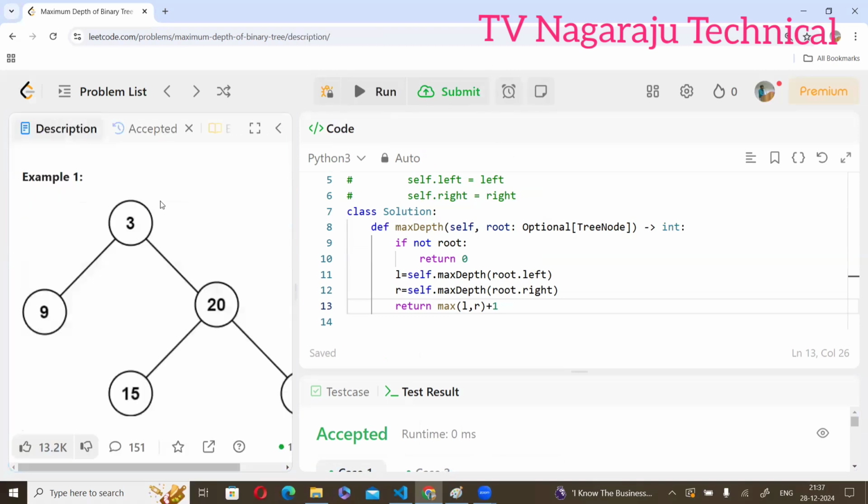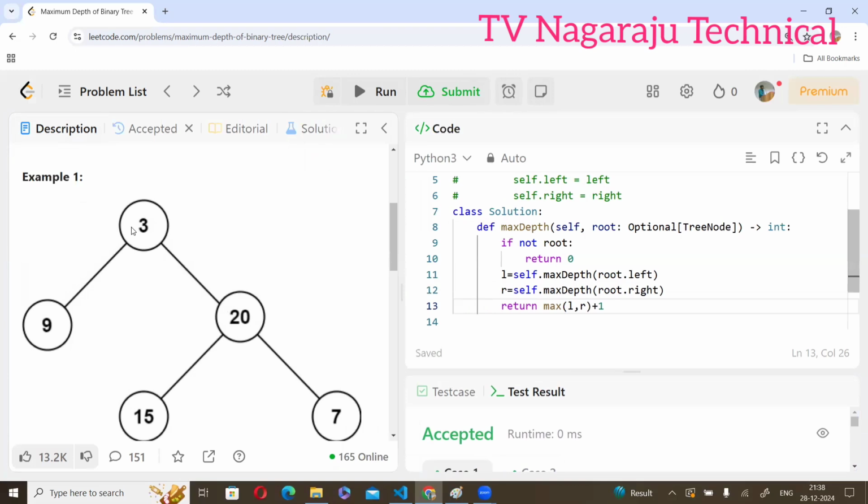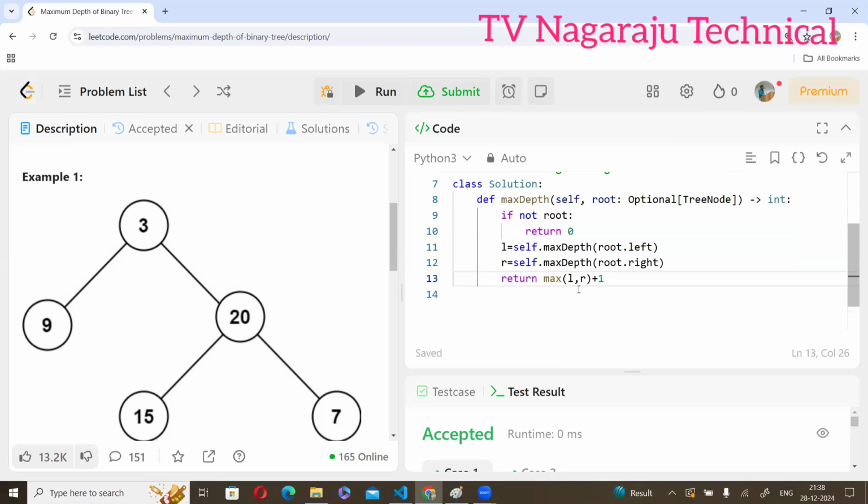See, accepted. Check again. Suppose in this example, what happened? If not root, no, root is available. L is equal to max depth of root dot left. So what happened? Initially this is the root. In the next iteration, root dot left. This is the root. How many times did you call? The next time, for this there is no left, so it returns 0. Like that, it moves to the right side, root dot right and root dot left.